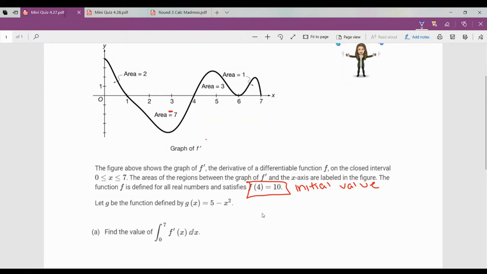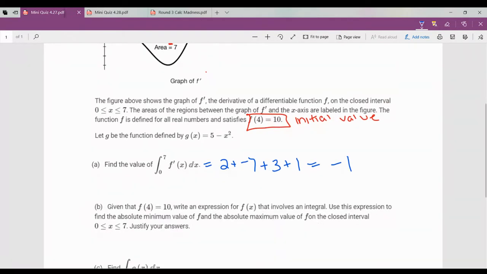So we want to find the value of the integral from 0 to 7 of f prime of x dx. That's the area under the curve from 0 to 7. So it's going to equal 2 plus a negative 7 because it's below the x-axis plus 3 plus 1. That equals negative 1. Final answer. All right, not too bad.